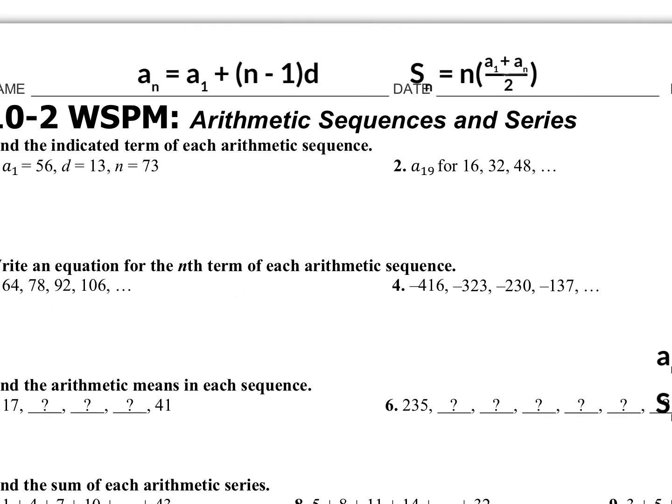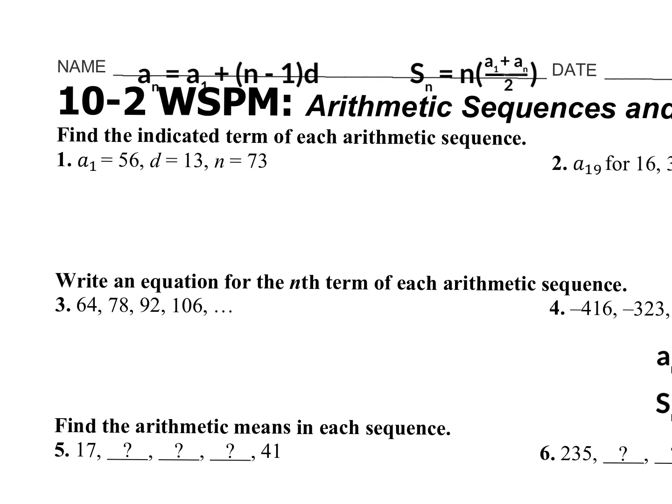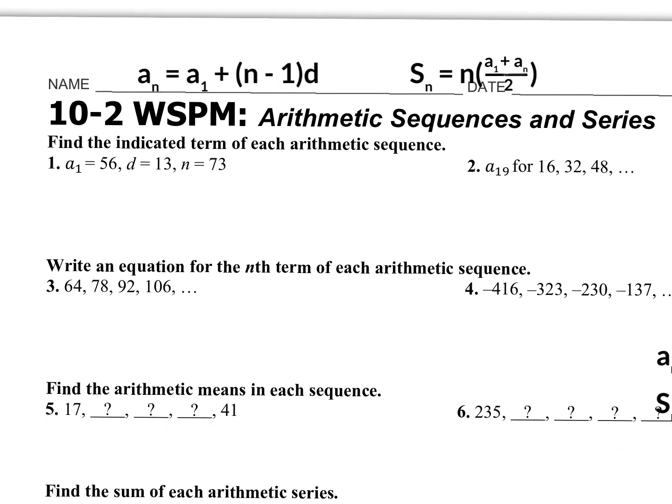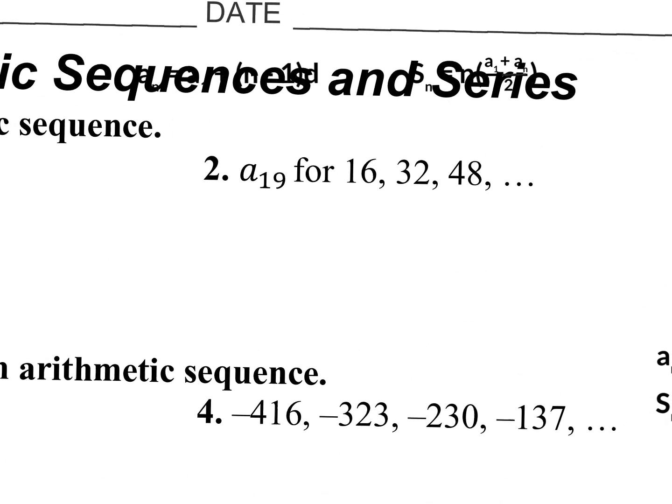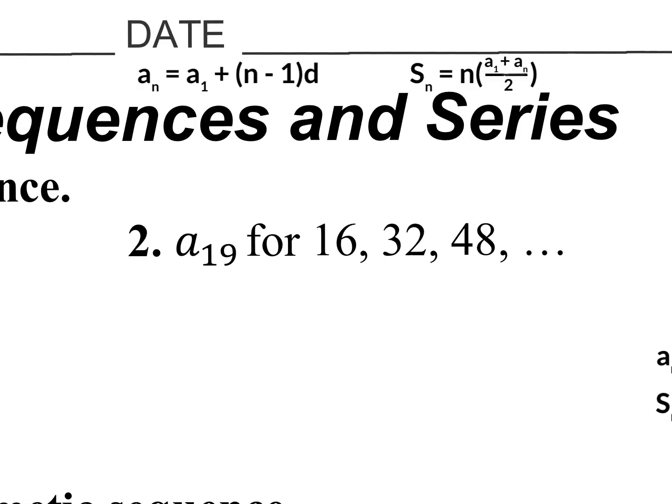So right here on the first part, it says find the indicated term of each arithmetic sequence. So what does a sub 19 mean? That's a notation for the 19th term. So they want you to find the 19th number for this sequence, okay?